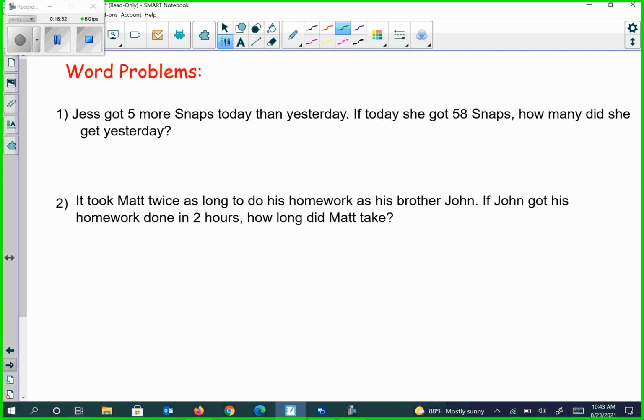So basically now we can go through this a number of ways. We can say, okay, we're talking about 2 different days, one after the next. It doesn't matter if it's Tuesday, Wednesday, Thursday. It doesn't matter what 2 days. But it says Jess got 5 more snaps today, so 5 more snaps today than she got yesterday. If today she got 58 snaps, I'm going to change that: if today she got a total of 58 snaps, how many did she get yesterday?